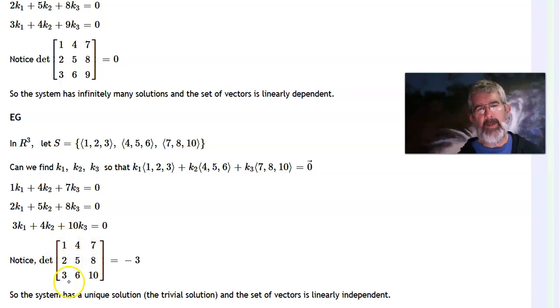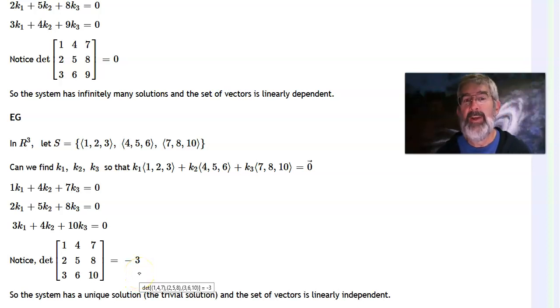The coefficient matrix now looks like this. If I take the determinant, it is not equal to 0, which tells me this system has a unique solution. And I know what that unique solution is. It's when k1, k2, and k3 are all equal to 0. So the only way that I can get this thing to add up to 0 is if k1, k2, and k3 are equal to 0, and hence those three vectors are independent, right?